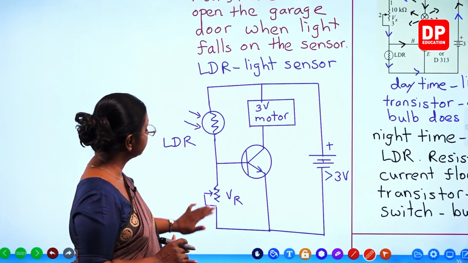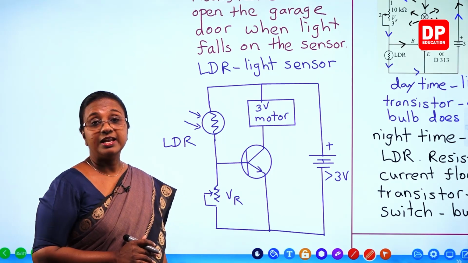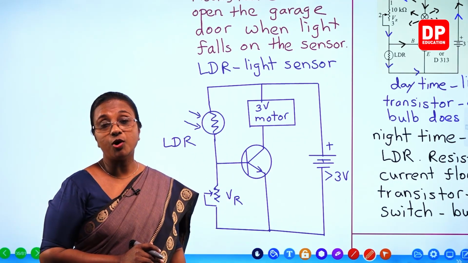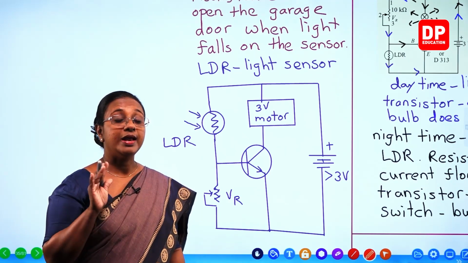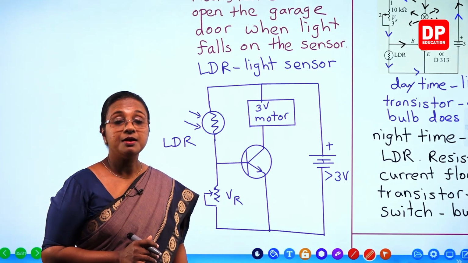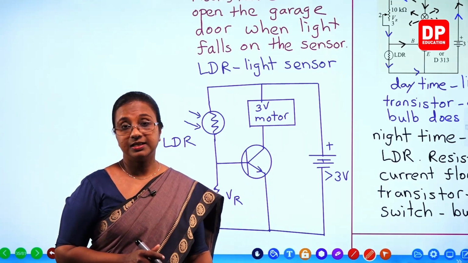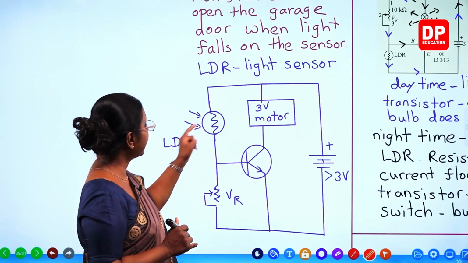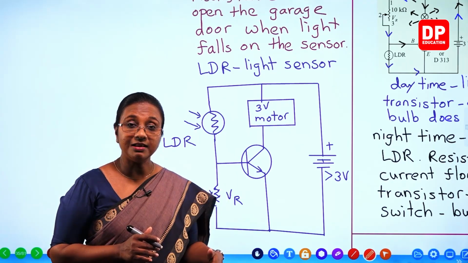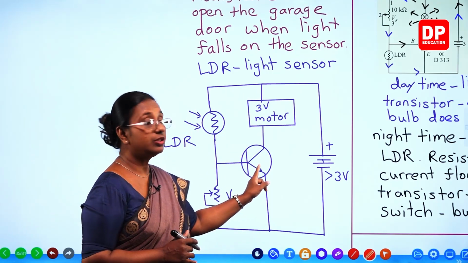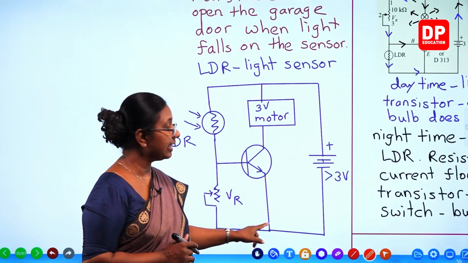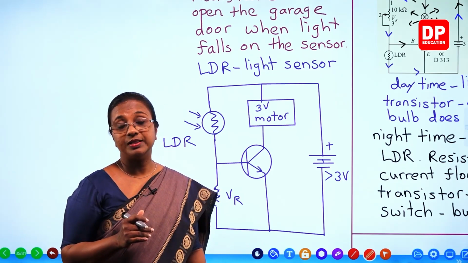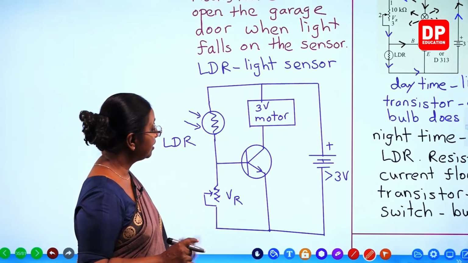So by changing the positions of the LDR and the variable resistor, as well as fixing a motor here, and in addition to that we need to increase the supplied voltage as well. So what will happen? When there is no light, the resistance of LDR will be high. Because of that, current cannot flow through this circuit. Accordingly, we have to adjust the volume controller also. But when there is light falling on the LDR, the resistance will decrease. Because of that, current will flow from the battery to the base of the transistor. Because of that, there will be a collector current flowing. And that will make the 3 volt motor function, which will automatically open the garage door. Is that clear, students? So that is what we need to write here.